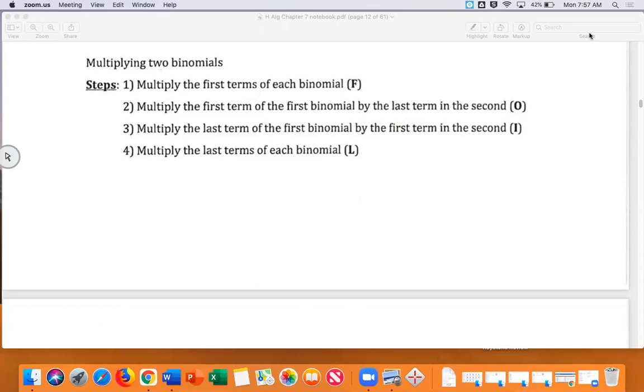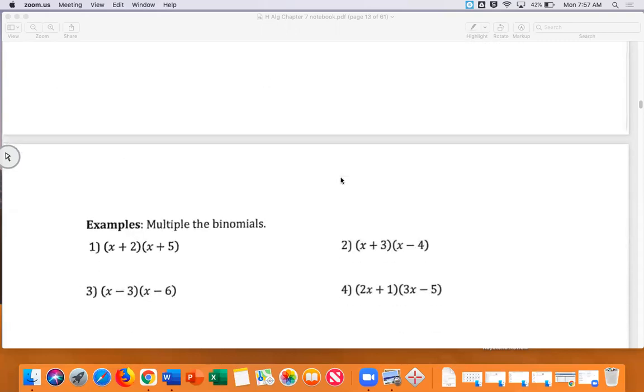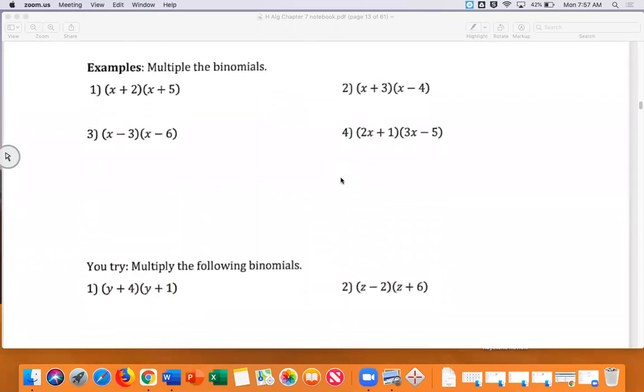It's called FOIL, which stands for first, outer, inner, last. Okay, so again, first, outer, inner, last, and I'll go over that with you. What does that mean? All right. Now I do it 2 different ways, AJ. So I'm not just going to show it all through the FOIL method, because FOIL method is only good for a binomial times a binomial. So I'll show it 2 other ways too.